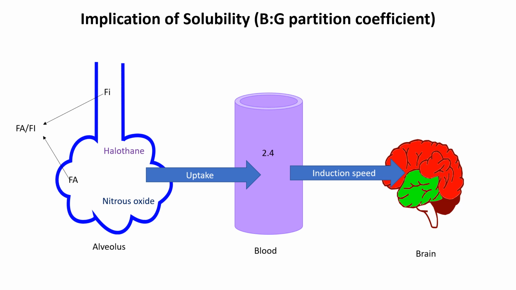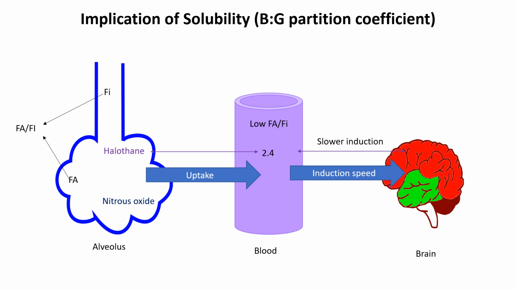Halothane has a blood-gas partition coefficient of 2.4, which means it is highly soluble in blood. When halothane is inhaled, a significant portion of the agent dissolves into the blood rather than staying in the alveoli. This high uptake into the blood reduces the alveolar concentration, preventing it from quickly approaching inspired concentration. In other words, there is a slow rise in the Fa/Fi ratio, leading to slower induction.